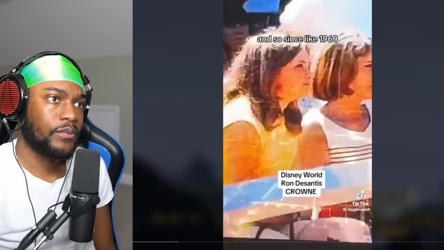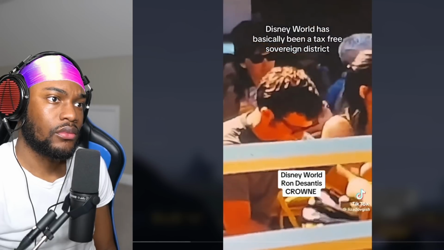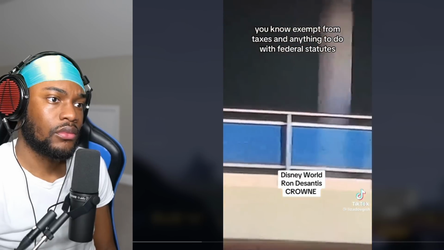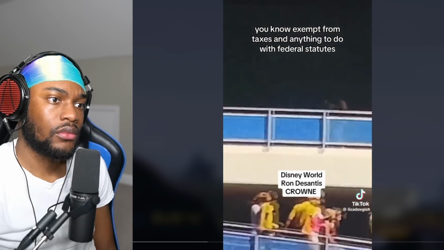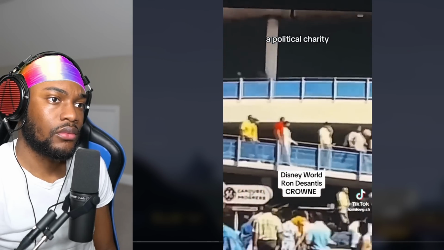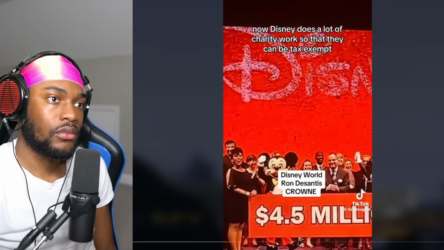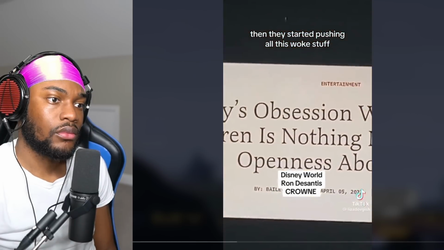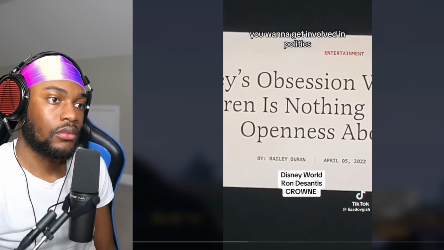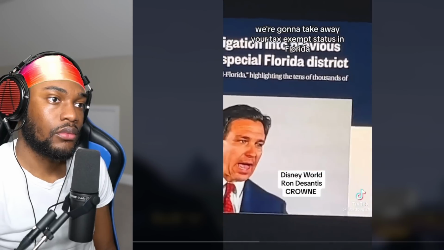And so since like 1960, Disney World has basically been a tax-free sovereign district, exempt from taxes and anything to do with federal statutes. They basically claim to be an apolitical charity. Disney does a lot of charity work so that they can be tax exempt. Then they started pushing all this woke stuff, and so Ron DeSantis was like, all right guys, you want to get involved in politics? Then let's do politics. We're going to take away your tax exempt status in Florida.